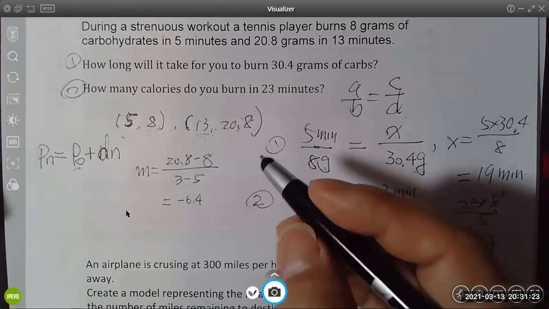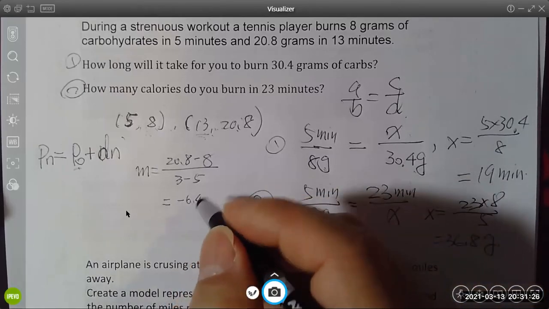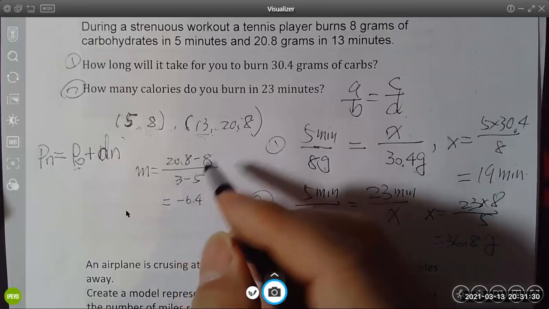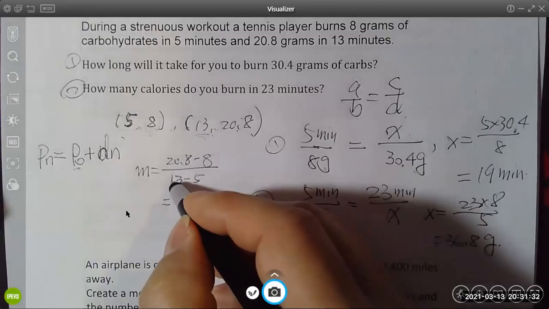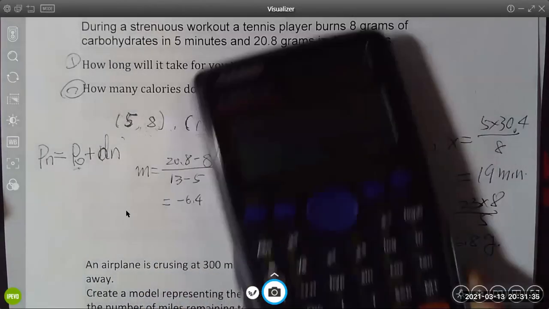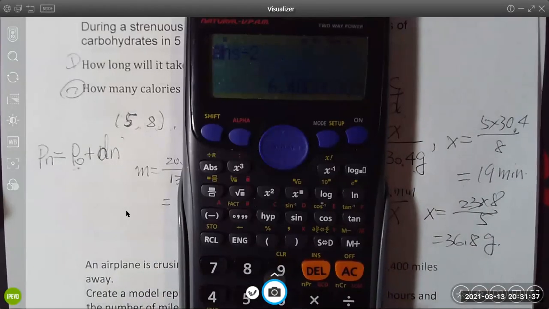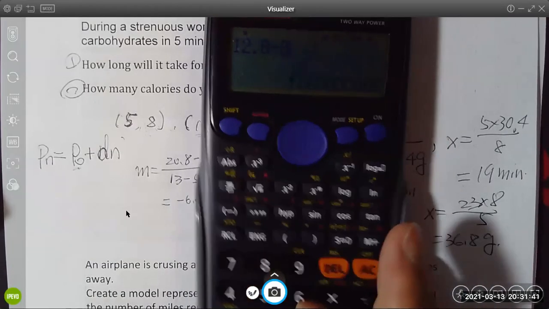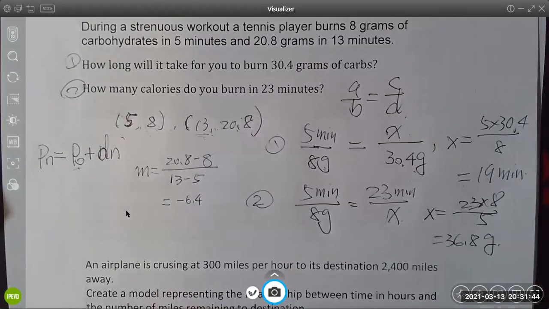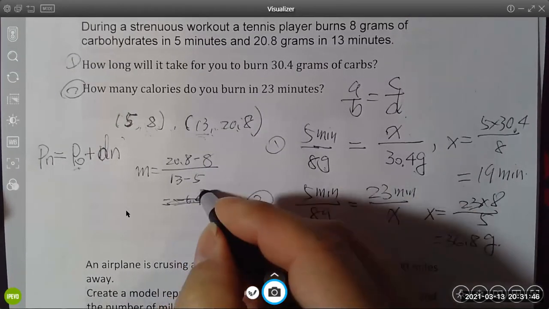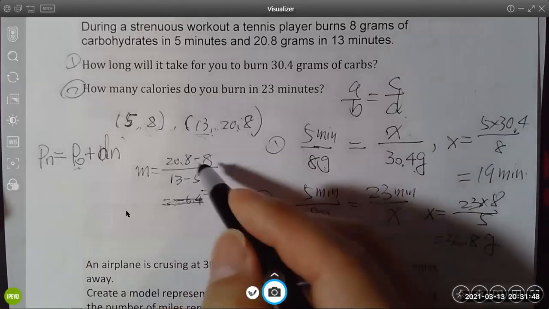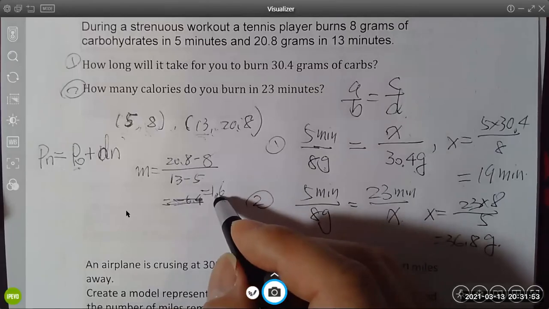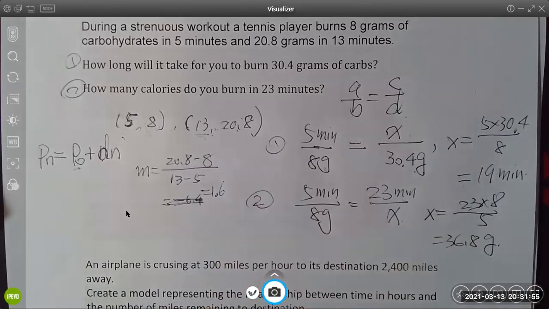Oh, apparently I'm wrong. It cannot be negative, because the longer time you exercise, the more calories you burn. That's how I detect something is wrong. This is 13, it's not 3, apparently. So we do the calculation. 12.8 on top divided by 13 minus 5, which is 8. 1.6. This makes more sense. So it has to make sense to be right. 1.6. On the top is grams, on the bottom is minutes. So this tells you for every minute you burn 1.6 grams of calories.